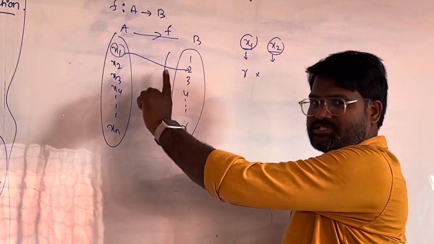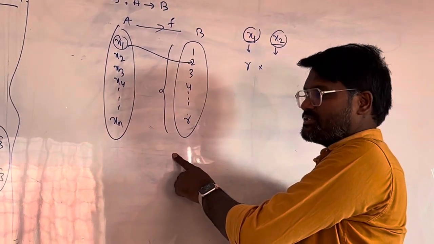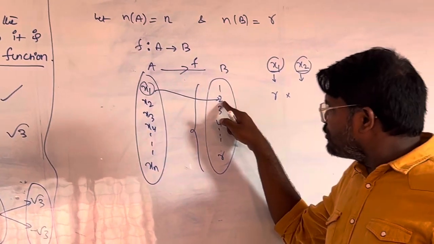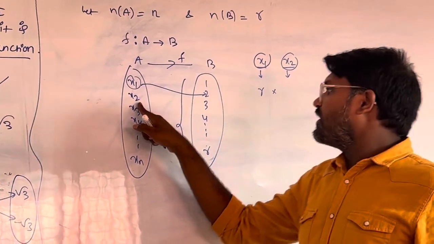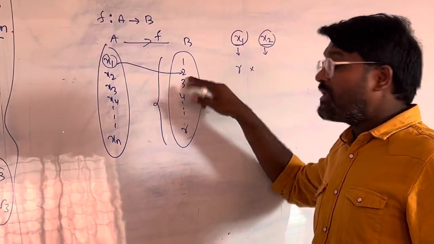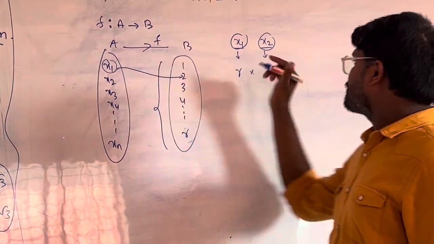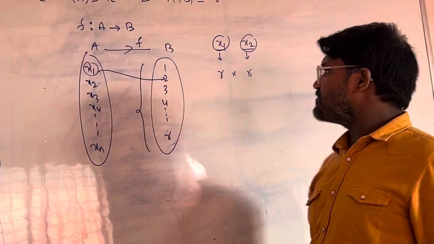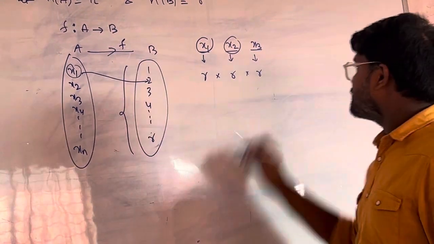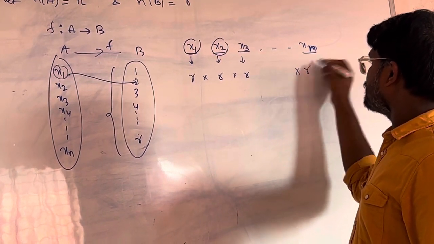Now x1's job is done. For x2 also we have r choices, because every element must have a unique image. That means again 2 can be the image of x2, because two or more different elements can have the same image, but one element in set A cannot have 2 different images. So again x2 has r possibilities, and if you continue like that, even x3 has r images, up to xn, which will also have r possibilities.